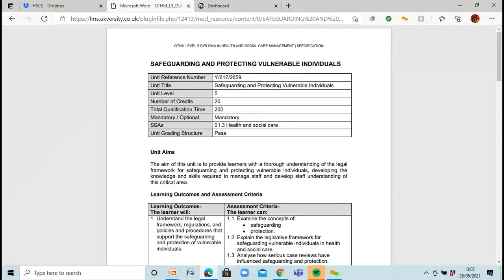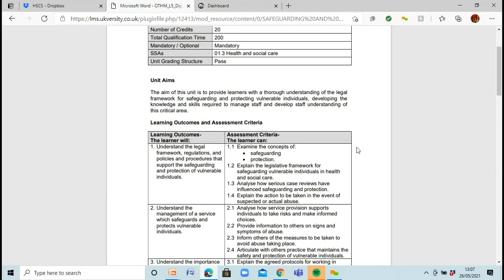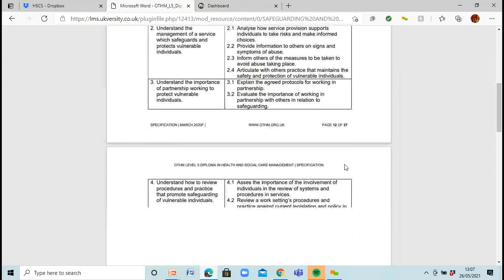So we're actually starting the safeguarding and protecting vulnerable individuals unit today. With the role you're doing, you'll probably be very well versed in safeguarding anyway, and you'll see that there's a lot of points that you know as it is. Yeah. So on here, we're going to look at four learning outcomes.